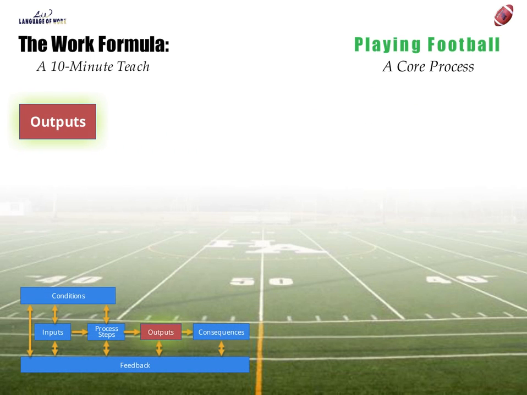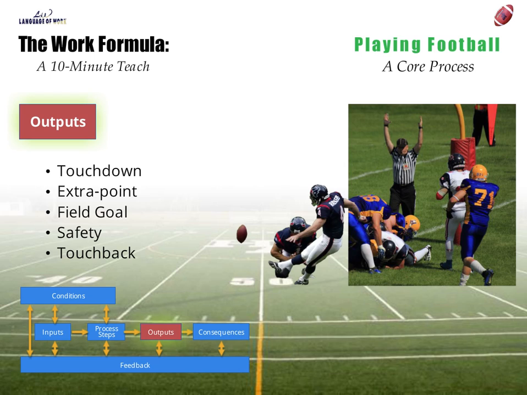Outputs are the deliverables of work. They are the tangible products and services we provide or produce for our customers or clients. In the playing of football, one of the outputs is a touchdown. A touchdown occurs when the ball is passed or carried into the opponent's end zone. Other outputs include the extra point, field goal, safety, and touchback. Thus, everyone can agree that there are 5 outputs to playing football. When you model your own work or that of others, you will want to obtain agreement as to the outputs first.